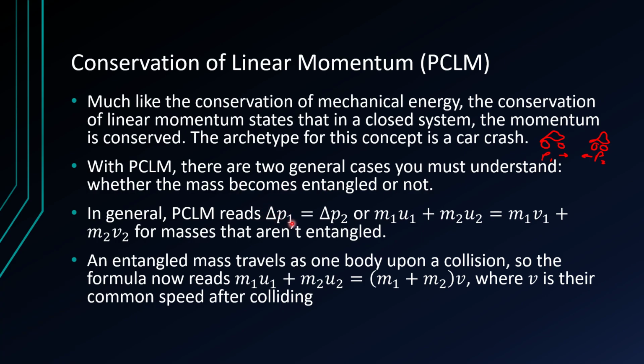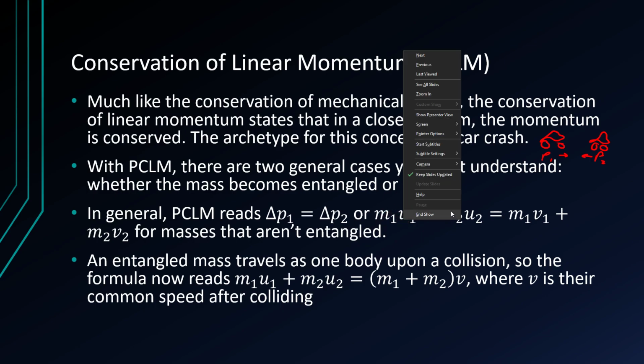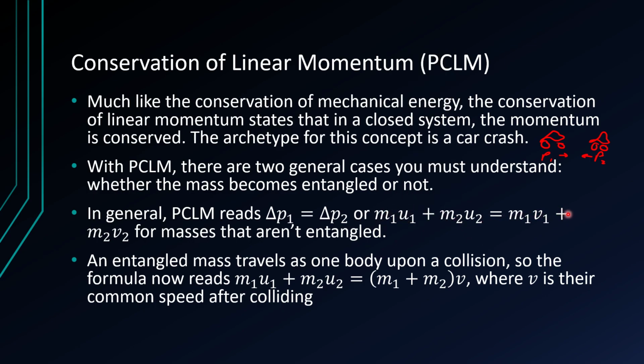the formula reads that the net momentum initially is the same as the net momentum after. This can be read as the change in momentum for the first object is the same as the change in momentum of the second, which can be written as m1 times u1 plus m2 times u2 equals m1 v1 plus m2 v2. So the mass of the first times the initial velocity of the first plus the mass of the second times the initial velocity of the second is the mass of the first times the final velocity of the first plus the mass of the second times the final velocity of the second mass, for masses that aren't entangled.